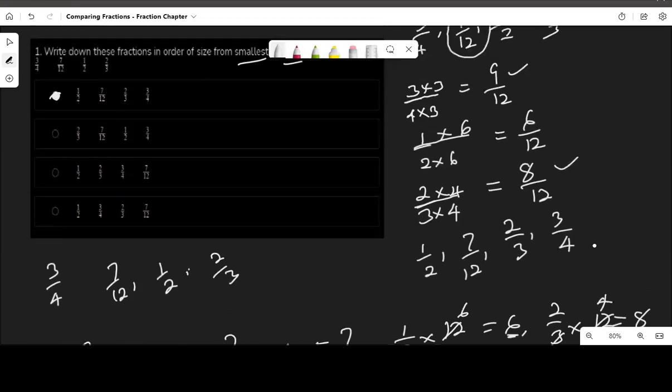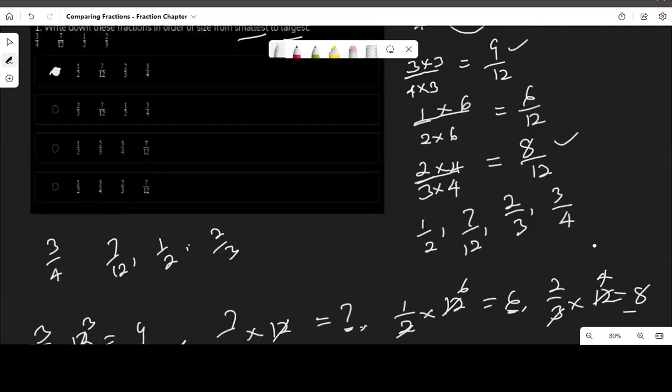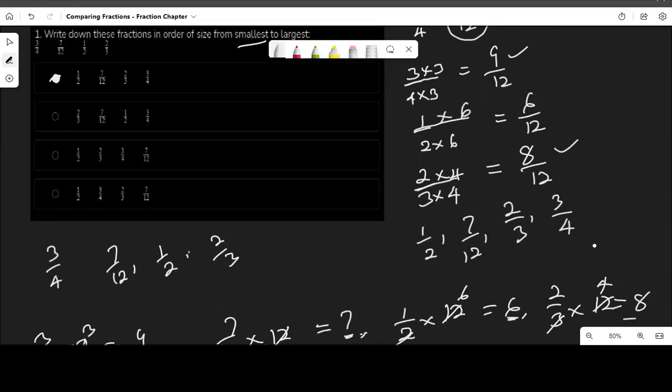So that is how to arrange fractions in ascending or descending order. Again, ascending is from the smallest to the biggest. Descending is from the biggest to the smallest. And that brings us to the end of this class.